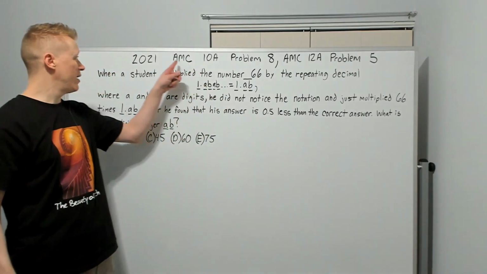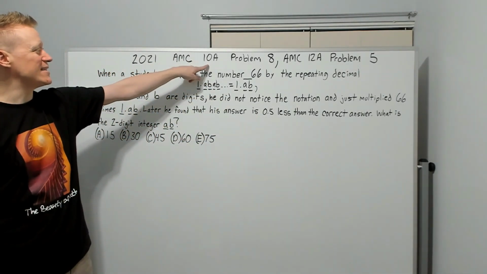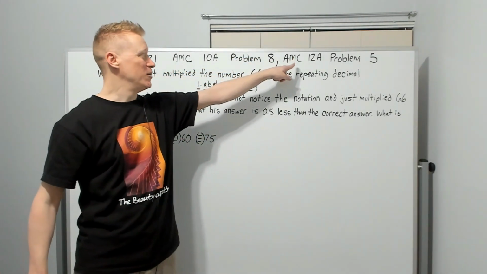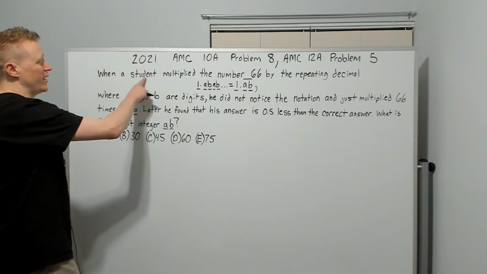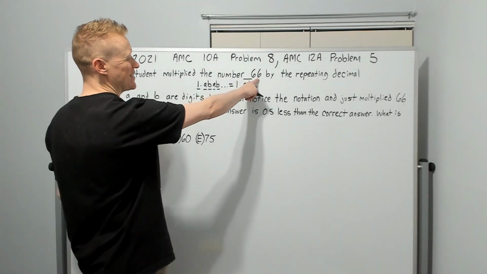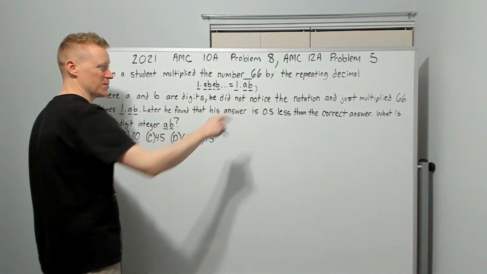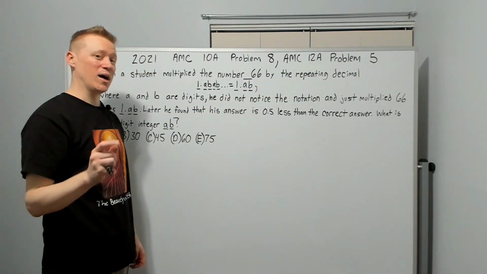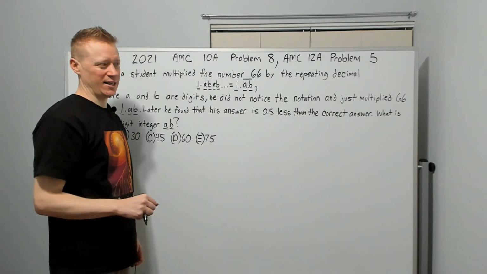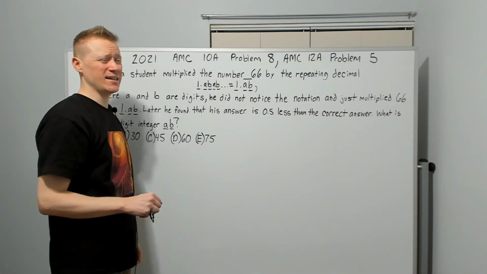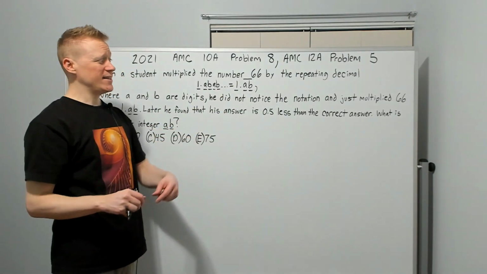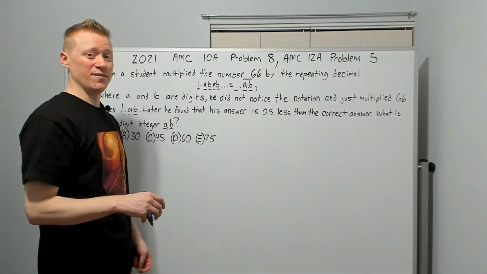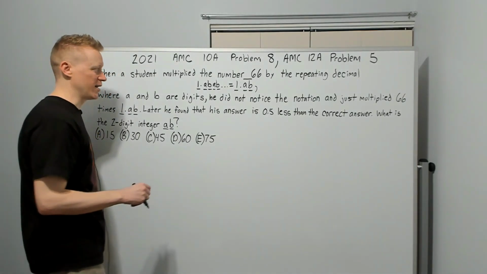And continuing on with the 2021 AMC 10A problem 8, it was also the AMC 12A problem 5. When a student multiplied the number 66 by the repeating decimal. That reminds me, if you watched yesterday's video where I explained, I think it was the 2019 10A, one of the problems on there, it had a repeated decimal. It probably gave you a little edge on this because you just recently thought about the concept.